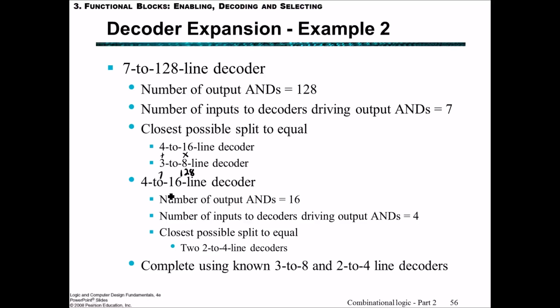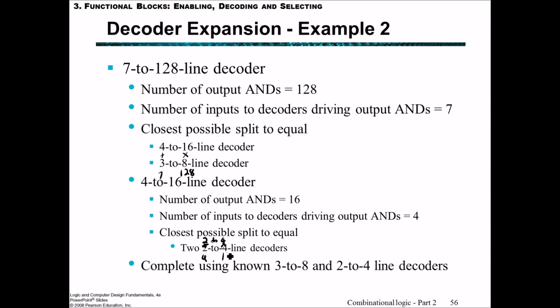Then for the 4 to 16 line decoder, we have 16 outputs, therefore 16 ANDs. We have 4 inputs to the decoders driving the output ANDs. And the way we can split that up is 2 to 4 line decoders. We have 2 plus 2 equals 4 inputs.